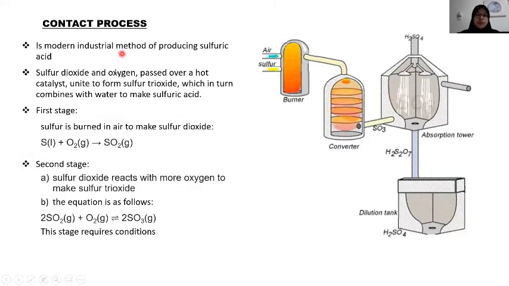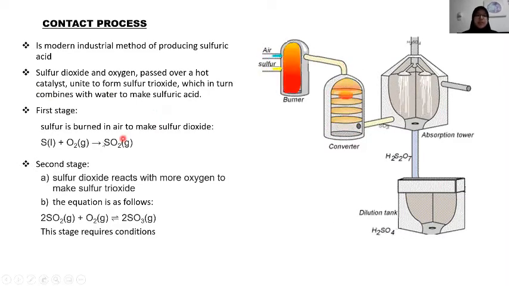So contact process is a modern industrial method of producing sulfuric acid. Sulfur dioxide and oxygen pass over a hot catalyst and unite to form sulfur trioxide, which in turn combines with water to make sulfuric acid. The contact process consists of 3 stages.